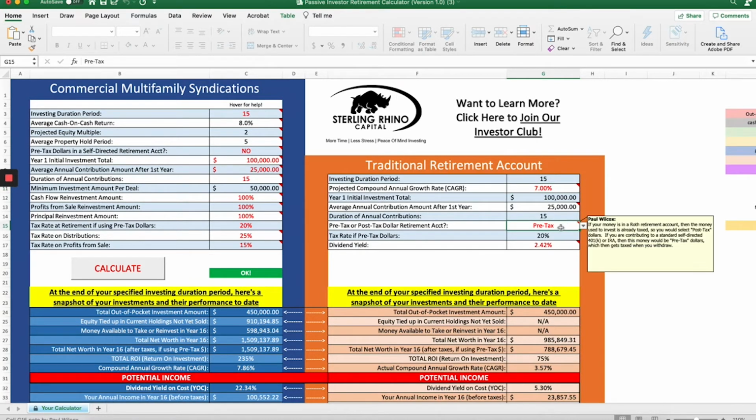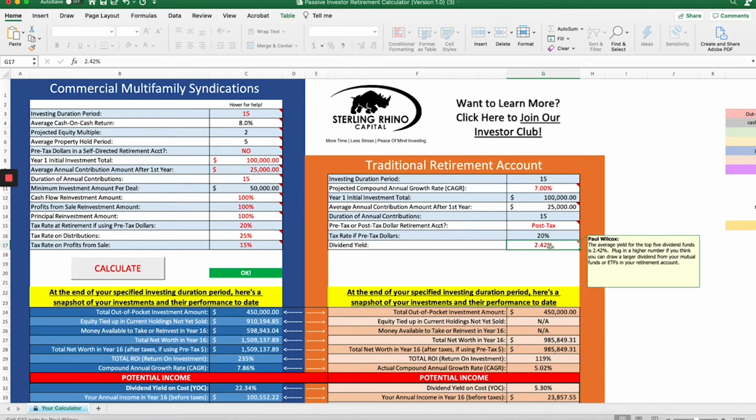You also have the option to choose whether it's a pre-tax or post-tax dollar retirement account. I'll set that to post-tax, meaning we're using money that's already been taxed, such as a Roth retirement account. And the dividend yield I have set at 2.42, which is just an average of the top 5 dividend funds. You can adjust that as you see fit.